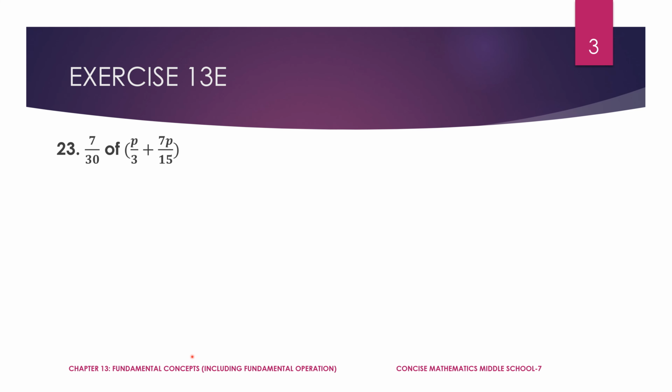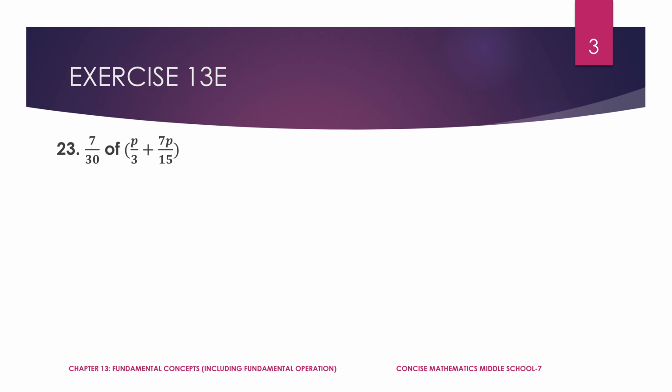Our 23rd question, 7 by 30 of p by 3 plus 7p by 15. Here they are giving 7 by 30 of. That means from this whole expression we are going to take 7 by 30th part. Right? Let me give you a small example for understanding this statement, because it is difficult to understand with this kind of statement.